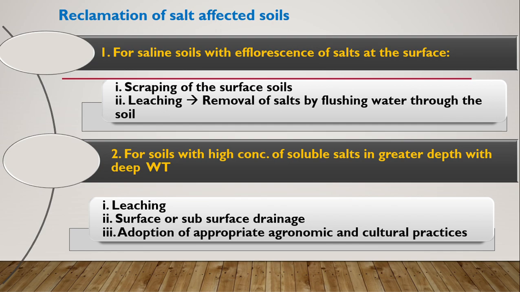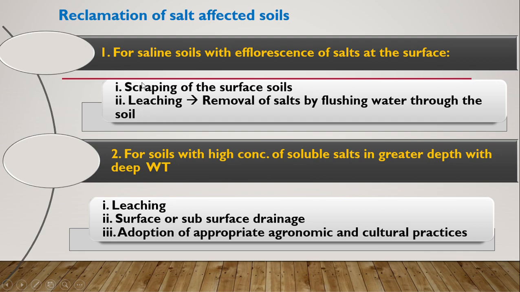The first one is saline soils with efflorescence of salt at the surface. We can see the salt content with our naked eyes, as white patches of salt. In such kind of soil, what we have to do is scrape the surface of the soil. There is some salt content over the soil, so we can scrape off the salt from the surface of the soil.